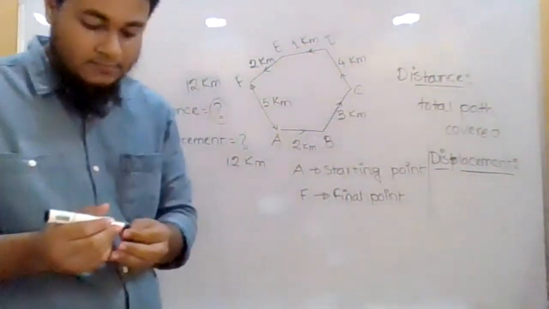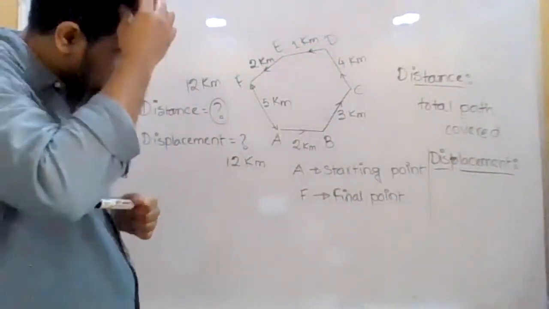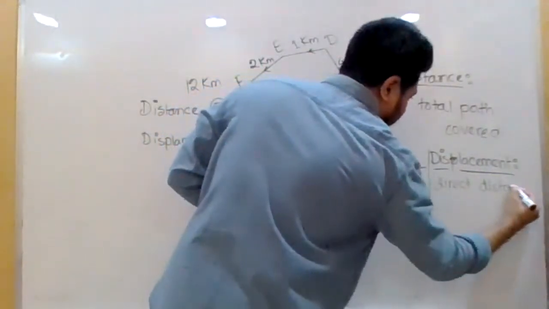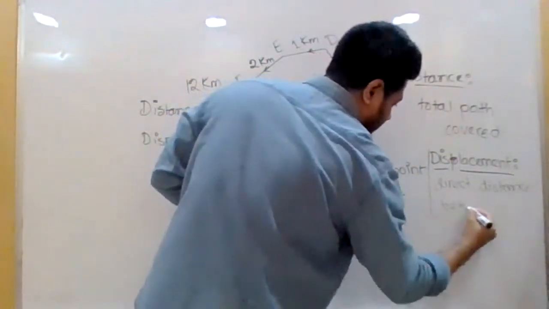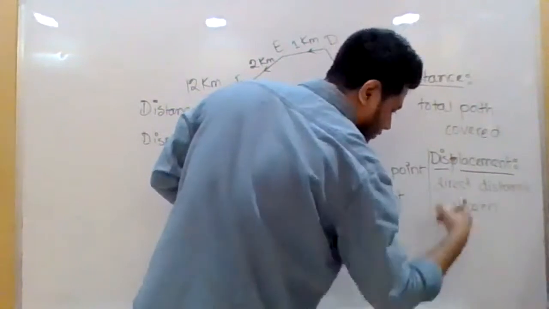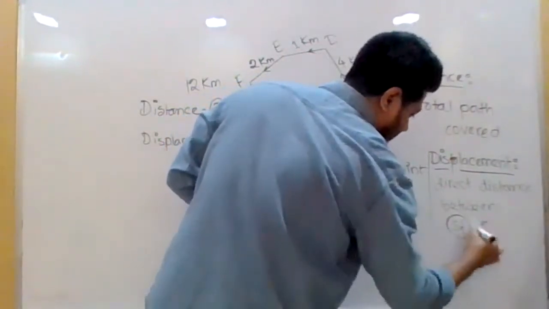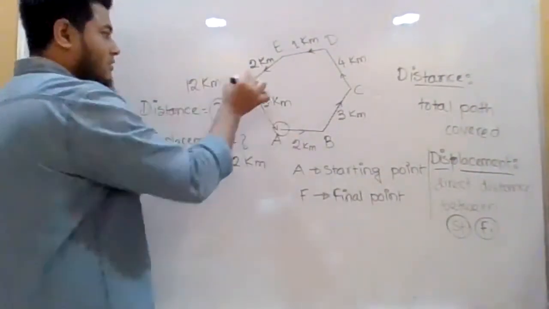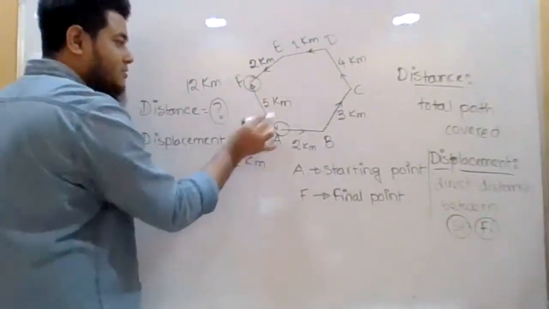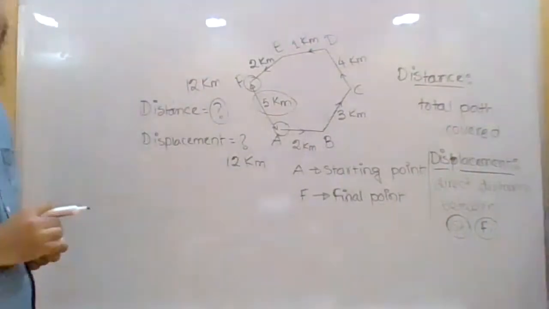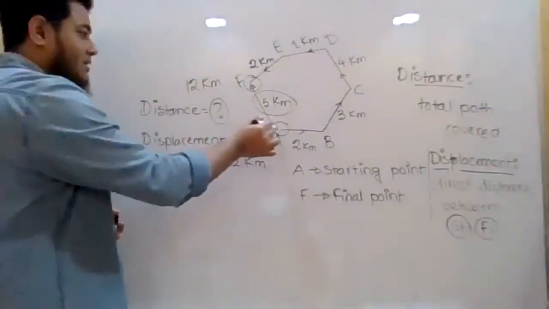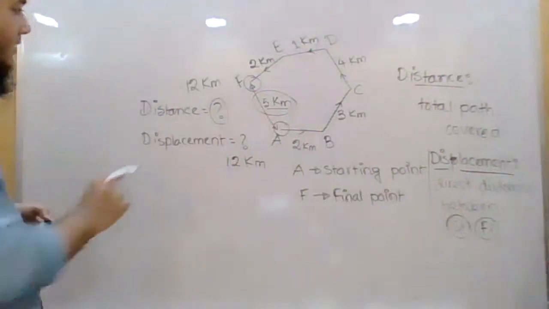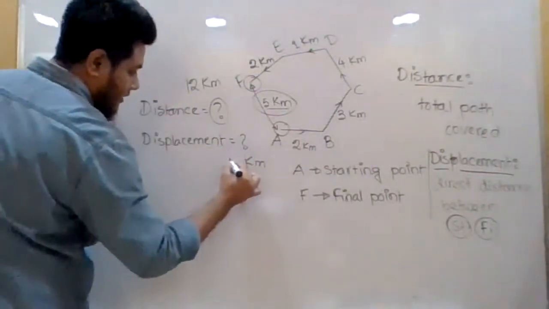The direct distance between the initial and final point of a journey is called displacement. Direct distance, right? Distance between 2 points. Which 2 points? The initial point and the final point, right? So which is our starting point? A. The final point? F. What is the direct distance between them? Five. So the distance between the initial point and the final point is 5 kilometers. That is why displacement will not be 12 kilometers, it will be 5 kilometers.